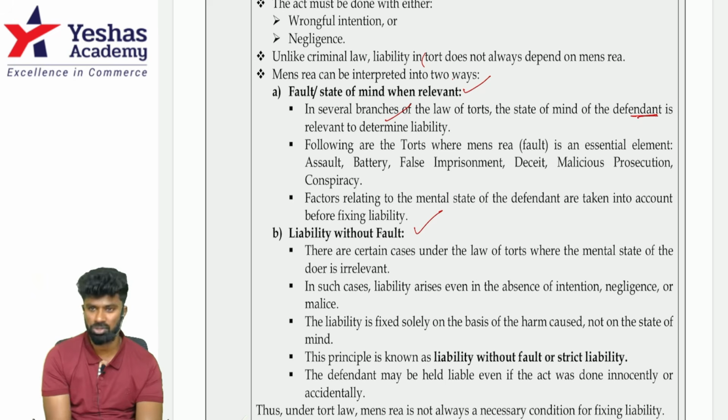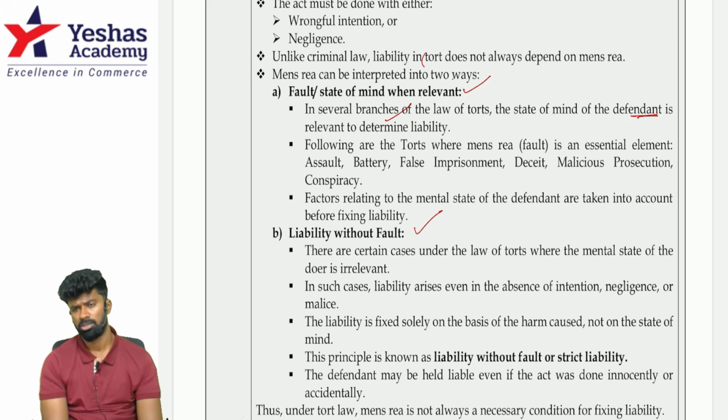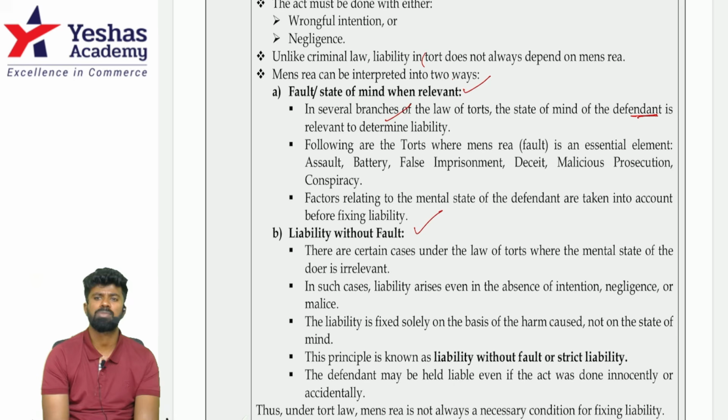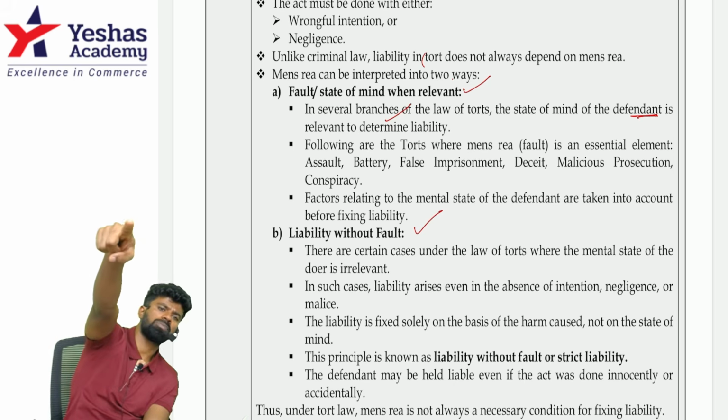Deceit. What is deceit? Cheating. And malicious prosecution. What is malicious prosecution? You prosecute somebody baseless, like without any sufficient cause, and most important, that you have an intention of spoiling the reputation of a person. Then it is called as what? Malicious prosecution.